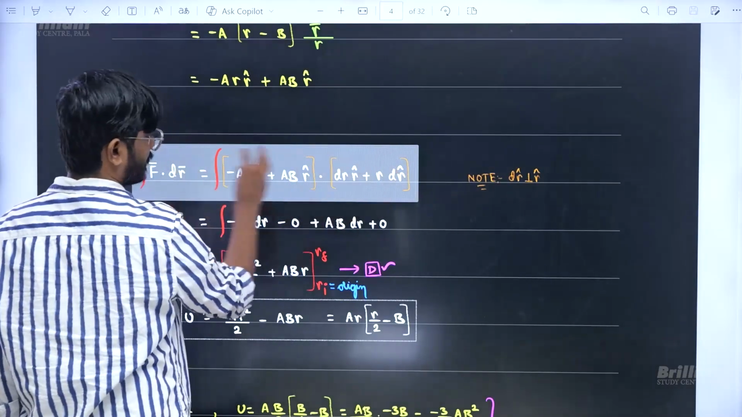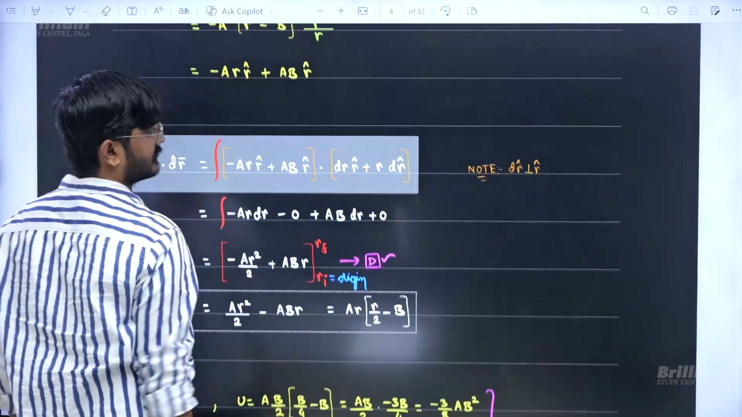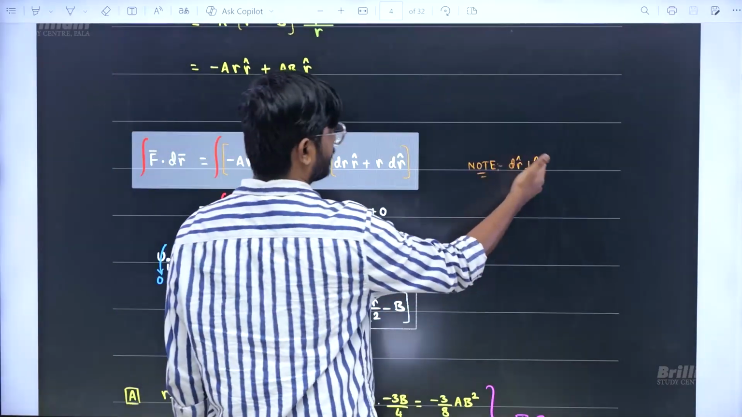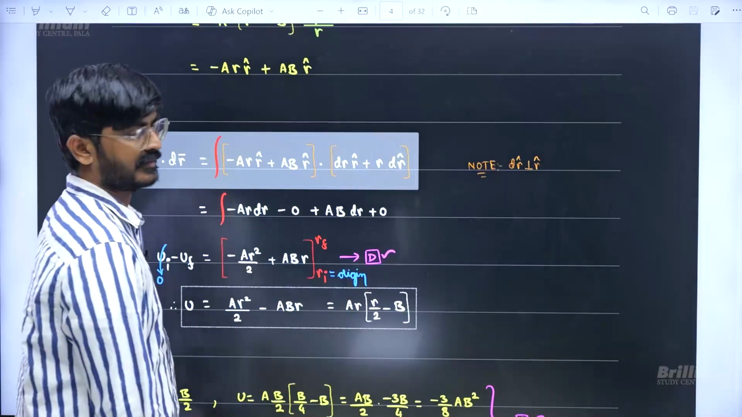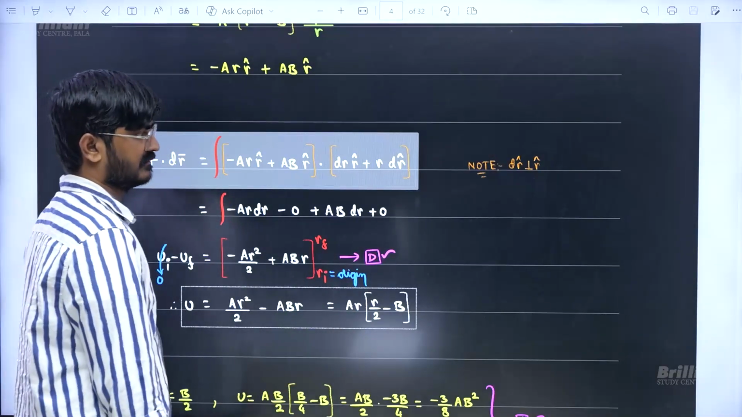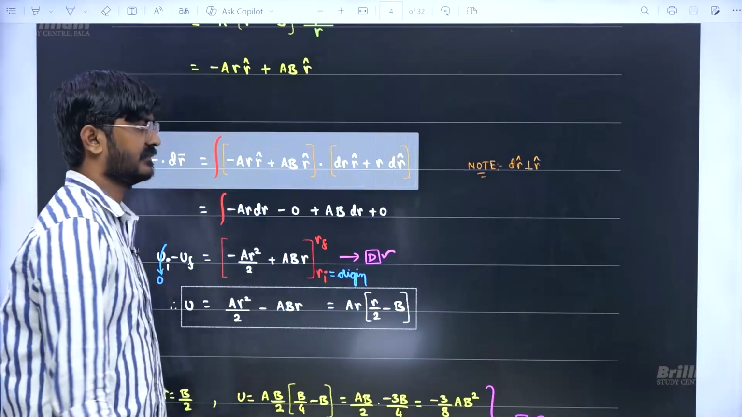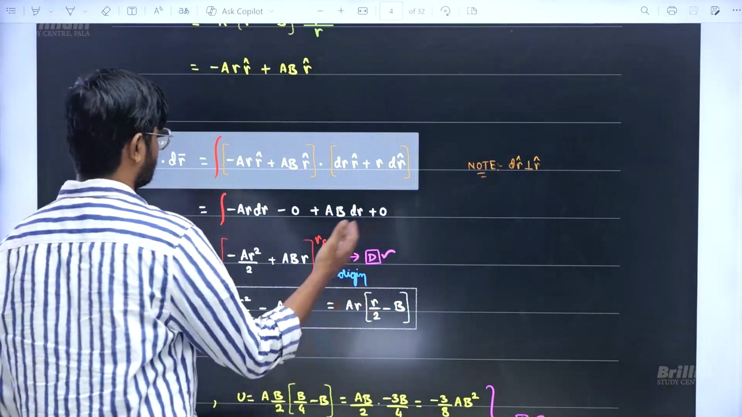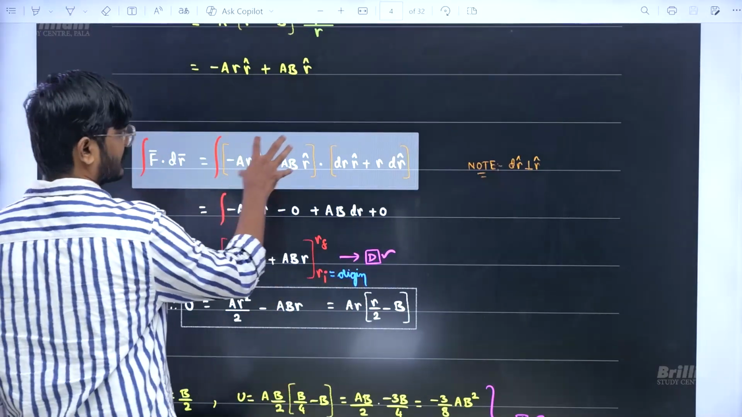So dr bar you can write it as this much, and you can easily convince yourself R bar and dr bar, R cap and dr cap will be perpendicular to each other by taking the dot product of R cap with R cap and the differentiation of that. Or there are many ways of doing it. So that's force times displacement.